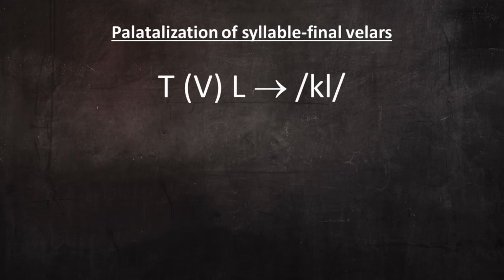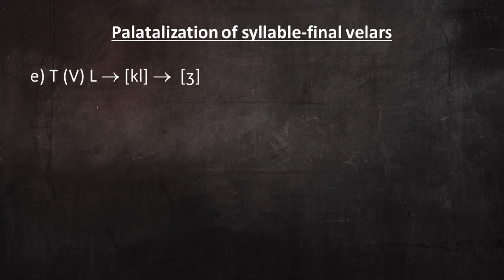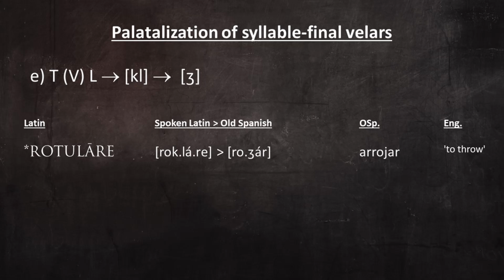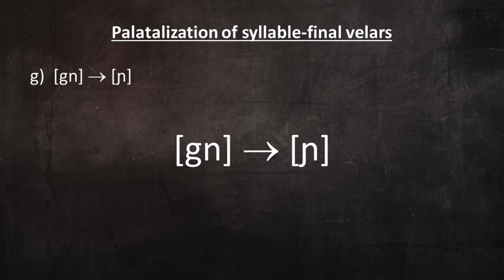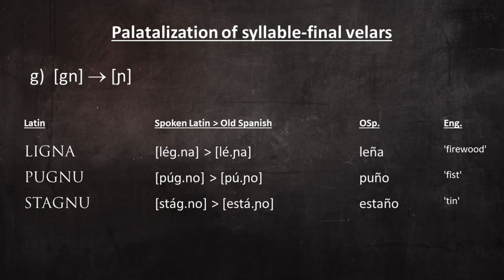In spoken Latin, in the sequence t, unstressed vowel, t became k. Examples of this are attested in the Appendix Probi. Naturally, this consonant group shared the same evolutionary path as k. So, roclare became rojar, and veclo became biejo. Additionally, the gn combination merged with the ny combination, becoming enye. So, legna became leña. Pugno became puño, and stagno became estaño.